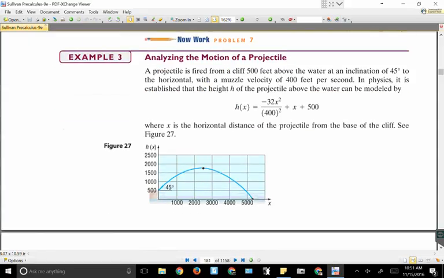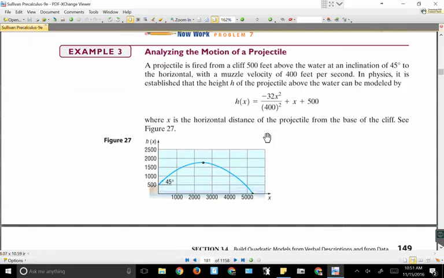So, analyzing the motion of a projectile. Something you probably would have liked to have done about 2 weeks ago, right? Projectile is fired from a cliff 50 feet above the water at an inclination of 45 degrees to the horizontal with a muzzle velocity of 400 feet per second. In physics, it's established by a wonderful thing.